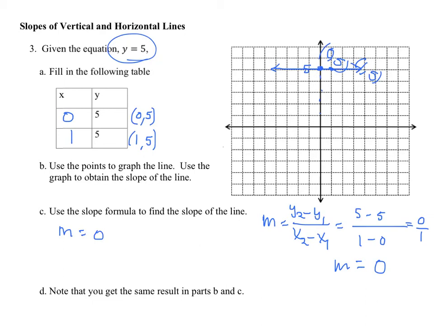Now, if we use the points from the graph of the line to get the slope, that's rise over run. That's my slope. So if I start right here, I got to go no up or down and to the right 1. So the slope is 0. So we get the same result, whether we read it off the graph or we do it using the formula.